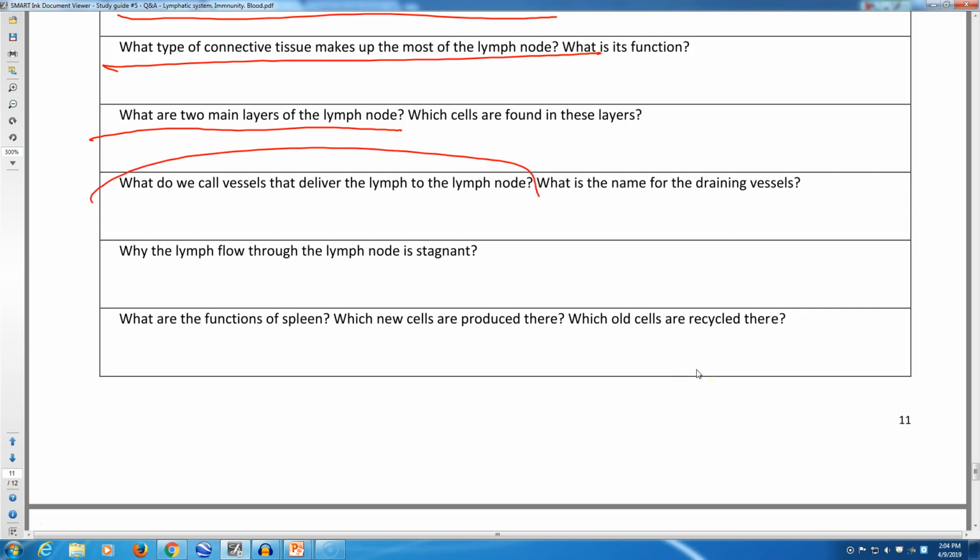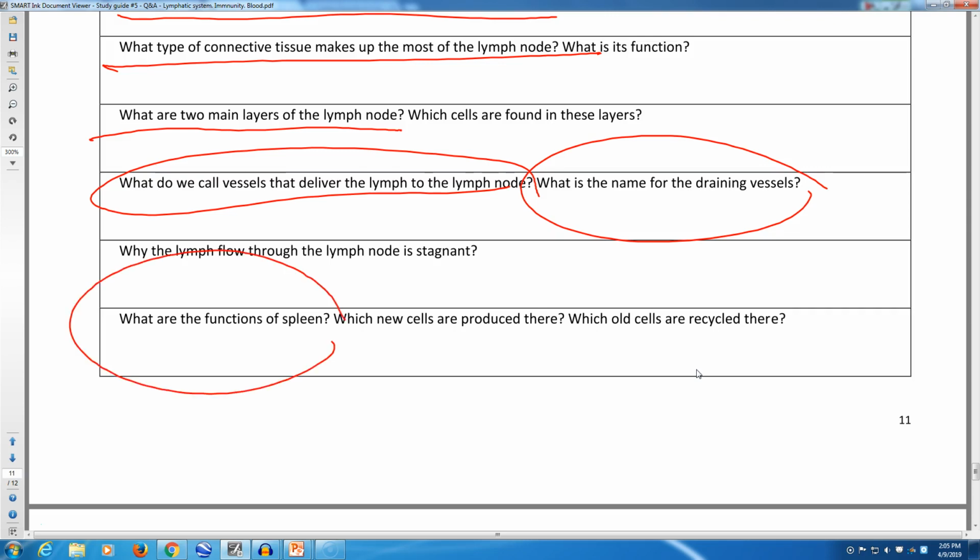So afferent vessels deliver the lymph into the node. Efferent are the draining vessels. Remember why the flow is stagnant, because you have more afferent vessels, the incoming vessels, than efferent. Function of spleen. It can produce red blood cells, it can produce platelets, and it can produce monocytes and other white blood cells. All cells that are recycled, virtually all cells of the blood can be recycled in the spleen. Okay.